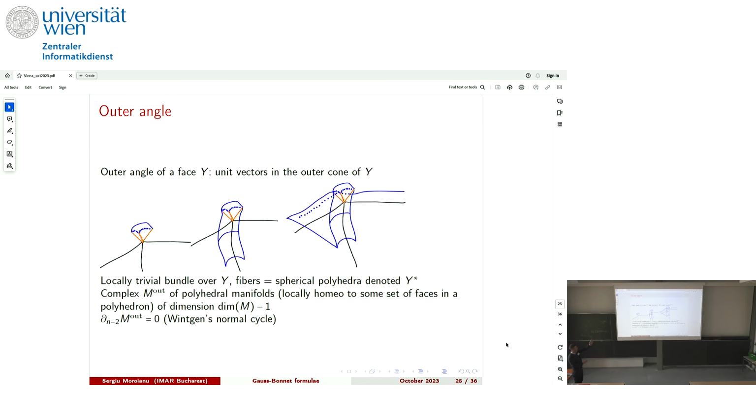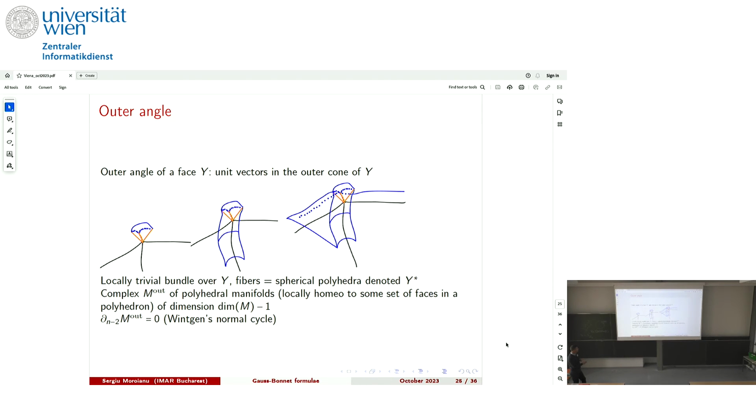So for higher codimension faces, the face corresponding to it in the outer cone increases in dimension. The highest dimension is for vertices. And you have a metric. So you have a metric on each tangent space.